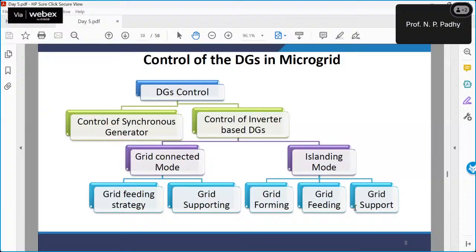So one more interesting thing here: when the grid is disconnected, we must be capable of disconnecting as and when desired. Let's say there is a fault, I must be in a position to disconnect, and I must be in a position to connect it also, isn't it? So for that, you need a strong control mechanism, and it should not take a long time instead of getting connected quickly. So there are different types of control schemes in distributed generation.